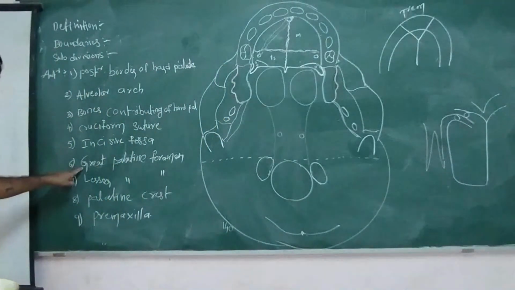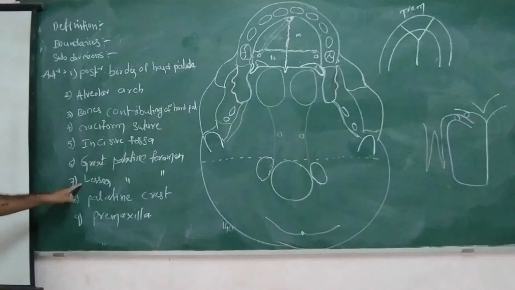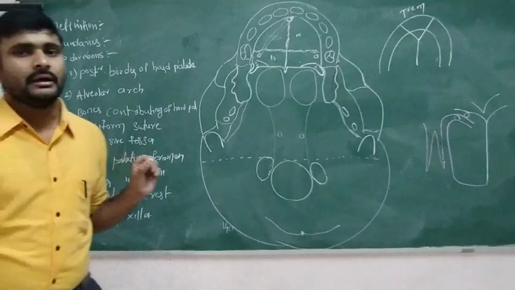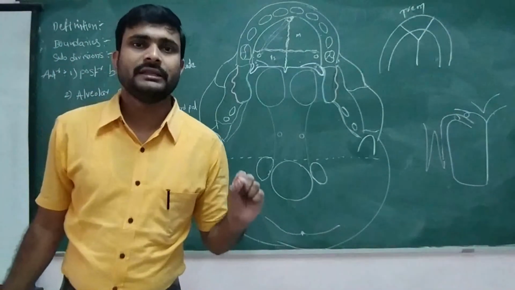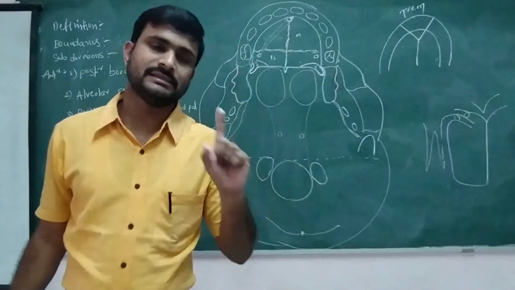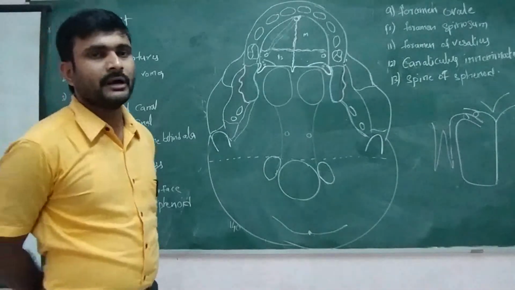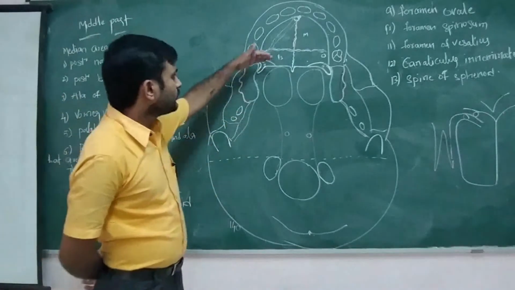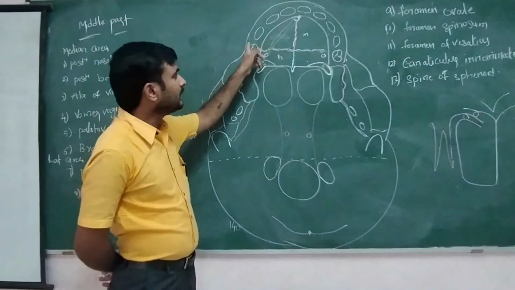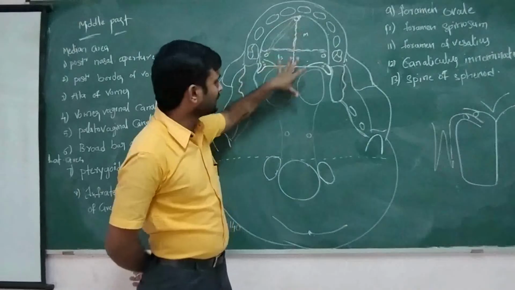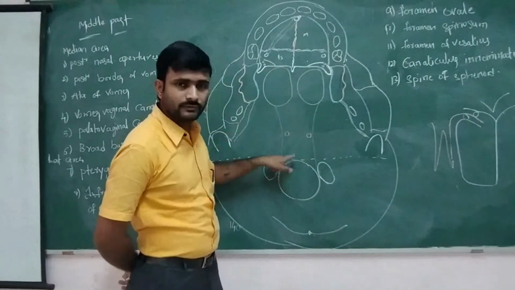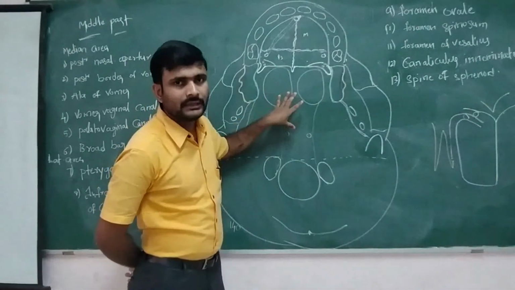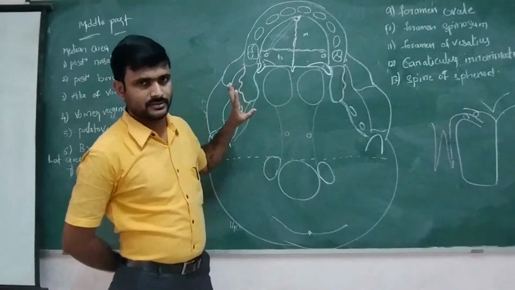So we have seen the greater palatine foramen, lesser palatine foramen, palatine crest and the premaxilla. This is about the anterior part of the norma basalis. Now next is the middle part of the norma basalis. The part behind the alveolar arch and the hard palate, and in front of the foramen magnum, we call the middle part of the norma basalis.